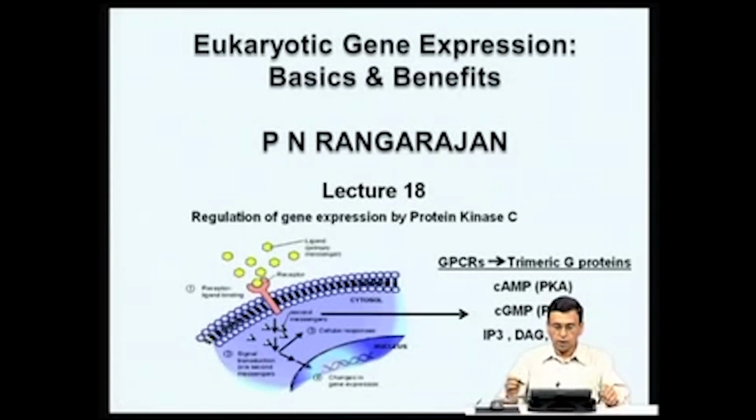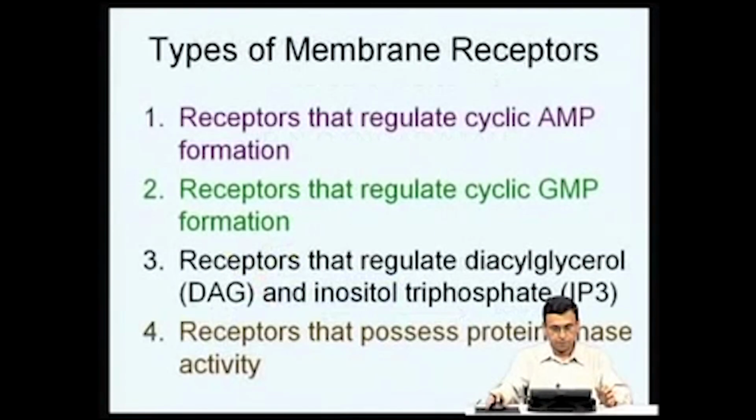So what we will do today is spend a considerable amount of time to discuss protein kinase C, because it is a very important protein kinase, and we will discuss how protein kinase C is generated by varying signaling molecules through the G protein coupled receptor pathway, and we will discuss some examples of genes or gene expression pathways which are activated by protein kinase C.